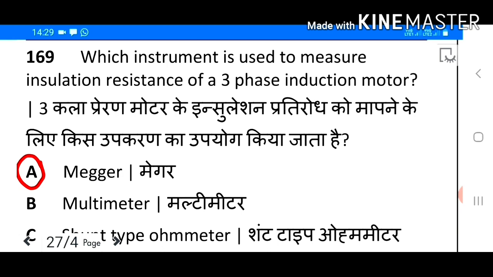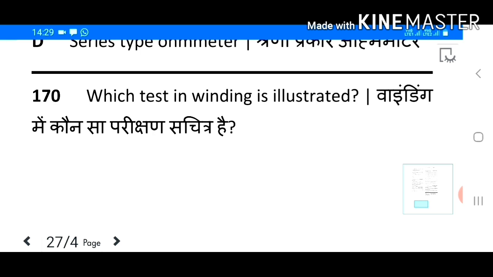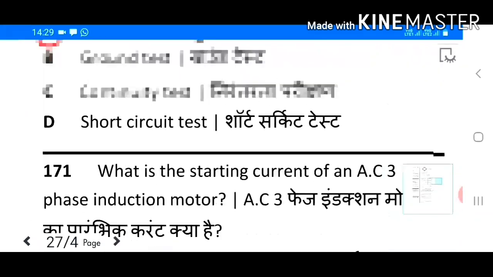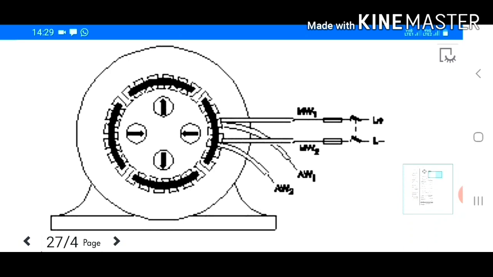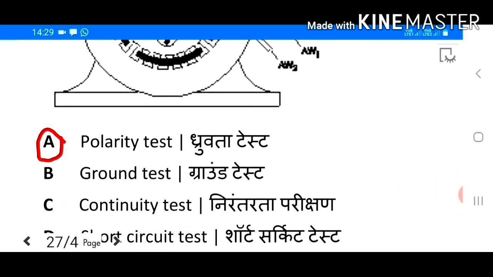169. Which instrument is used to measure insulation resistance of a three-phase induction motor? Answer A. Megger. 170. Which test in winding is illustrated? Answer A. Polarity test.